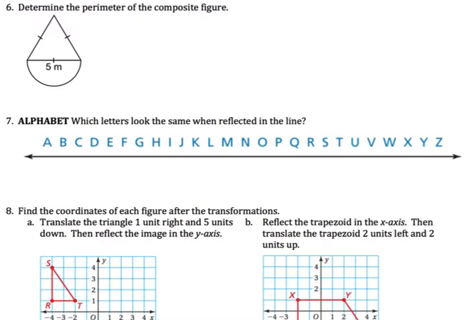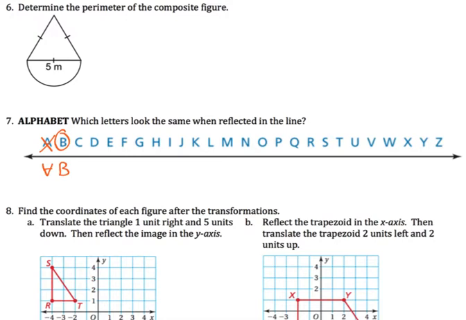Number 7, which letters look the same when reflected? Now you're going to have to reflect these upside down. Now when you reflect A upside down, does it look the same? No, it doesn't. So A won't count. What about B? When you reflect B, does it look the same? It does. So B is one of the answers. And you just go through and figure out all of them that look the same if they're reflected up and down.